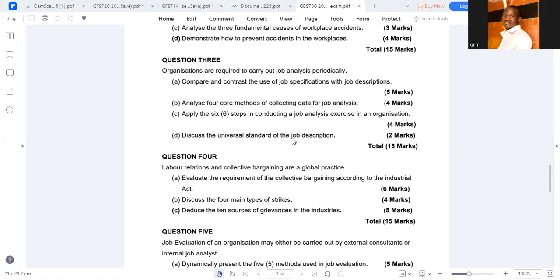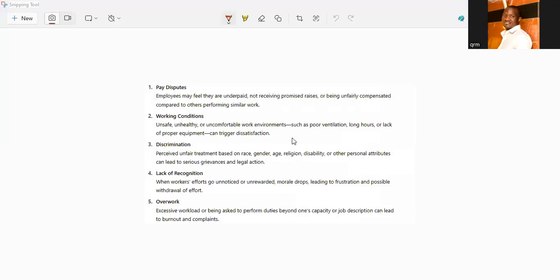We've been asked to identify 10 sources of disputes. They come from places where people feel underpaid, working conditions where people feel it's unsafe, discrimination where they're treated differently because of race or gender, lack of recognition where efforts go unnoticed, and where there's too much workload.